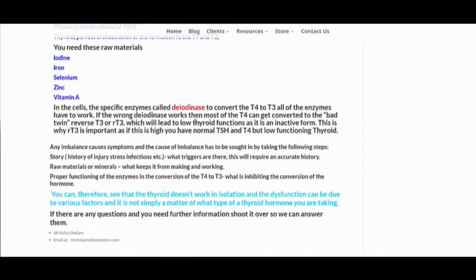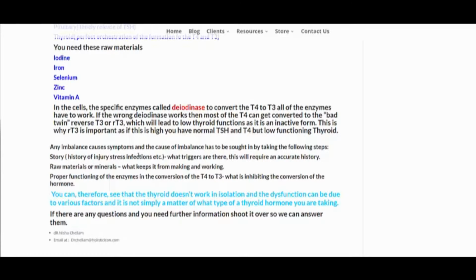But if it happens elsewhere, because there's a lot of inflammation and infection, then reverse T3, or the bad twin, comes, which looks very much like the good twin but does not do any of the actions. It's kind of a dead hormone. And if there's more of a reverse T3, you still tend to feel like you don't have enough thyroid.